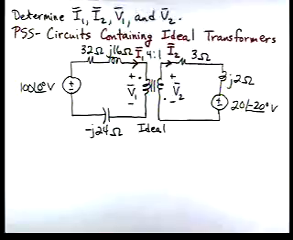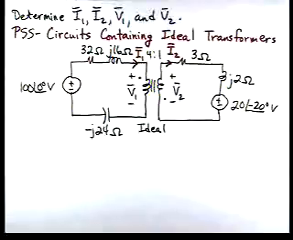This problem is to determine I1, I2, V1, and V2. If we notice in our circuit, we have an ideal transformer. So we're going to utilize our problem-solving strategy for circuits containing ideal transformers. First step, that strategy says to carefully examine the diagram, determine the assigned voltage polarities and current directions in relation to the dots.